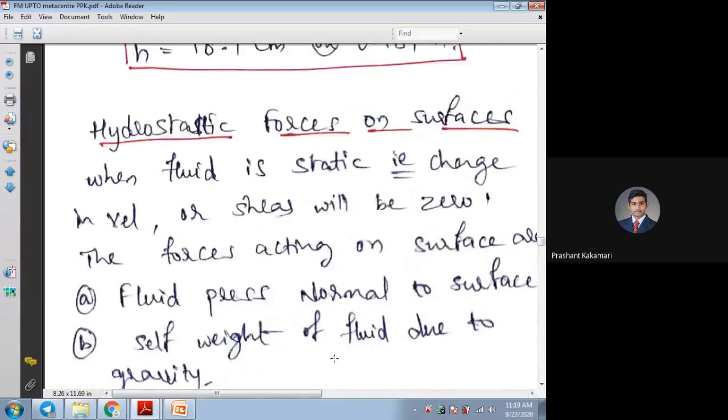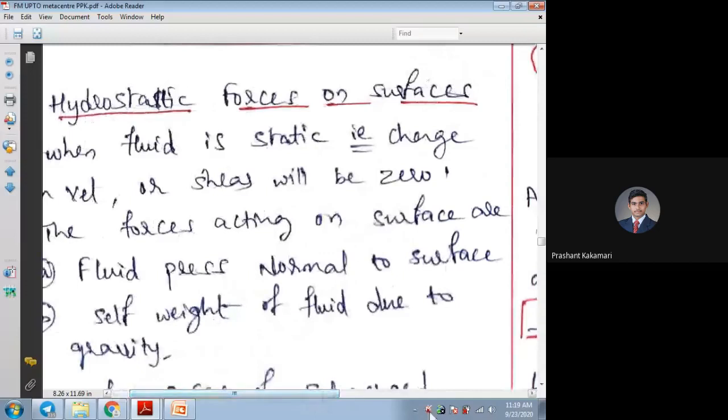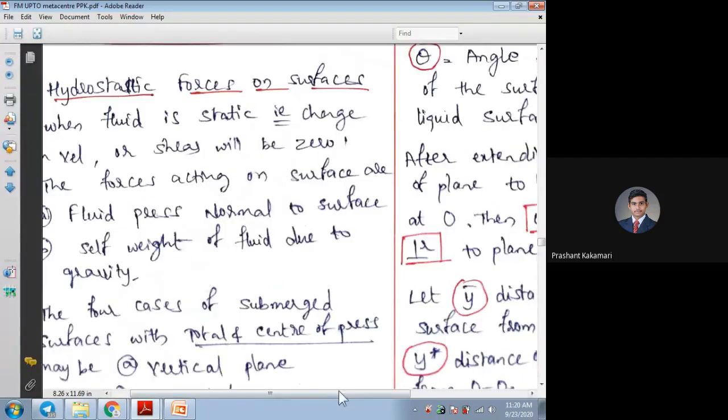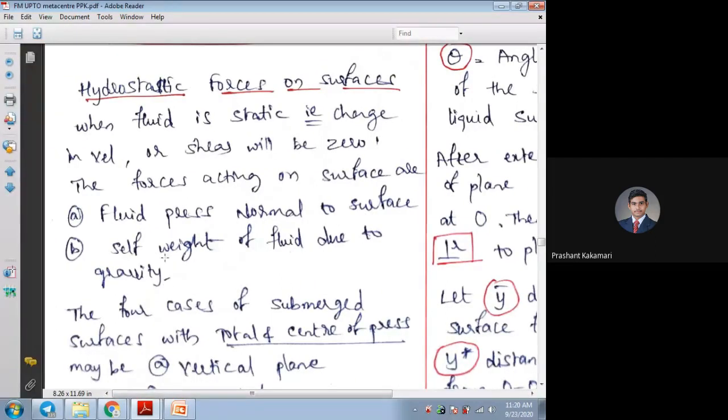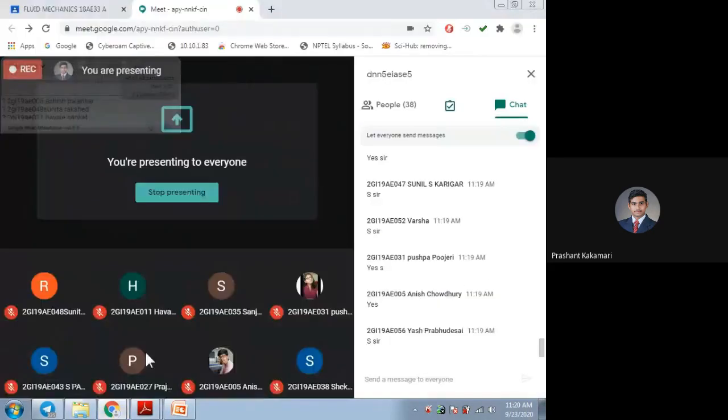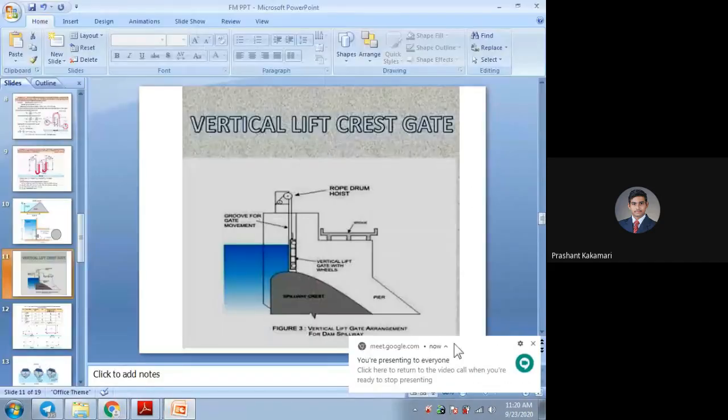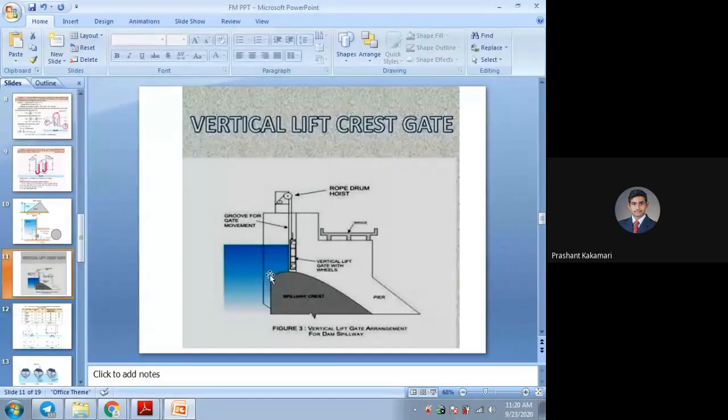So here we are considering one surface which is supporting the liquid in a container. In such cases, the forces acting on that surface are, one, fluid pressure normal to the surface, that is nothing but the perpendicular direction. If the surface is vertical, water force is acting in the perpendicular direction to that. One more is the self weight of the fluid due to gravity. So this self weight will be acting in these examples, not on the vertical. Here if you see, the weight of the water is acting on the downside here, not on the wall.